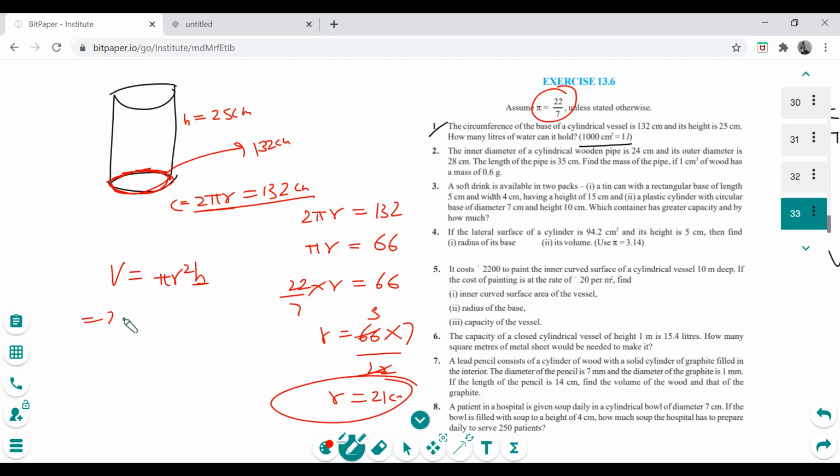Let's plug in the values again. That's 22 by 7, r is 21, r is 21, h is 25. 7 times 3. And you people will multiply this and tell me the answer quickly. Multiply these. 34650. 34650. Let us check.